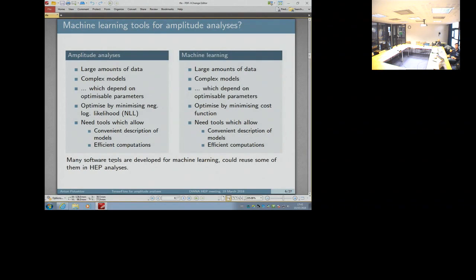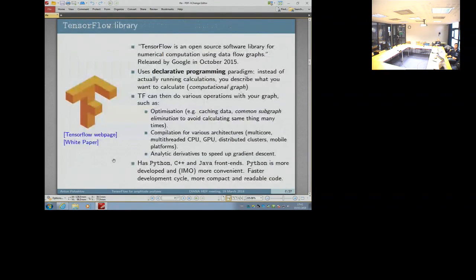And we obviously need the tools which would allow us to conveniently describe those models and also perform the efficient computations. So TensorFlow is actually one of the tools that I guess could be used for such tasks. TensorFlow is an open source software library for efficient calculations that was released by Google like 2 years ago.